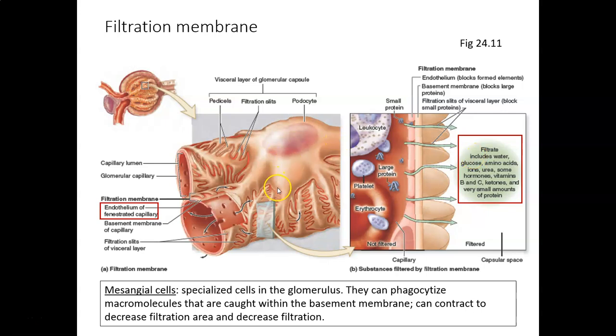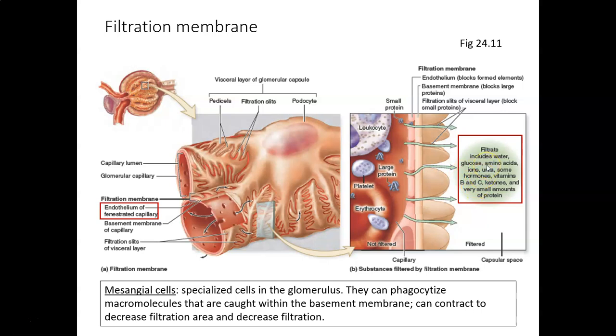Those slits are formed by the podocytes, which are the cells forming the visceral layer. But they have a lot of filtration slits between two podocytes, and those finger-like structures are called pedicels. They essentially create a lot of the slits to facilitate the filtrate to form.